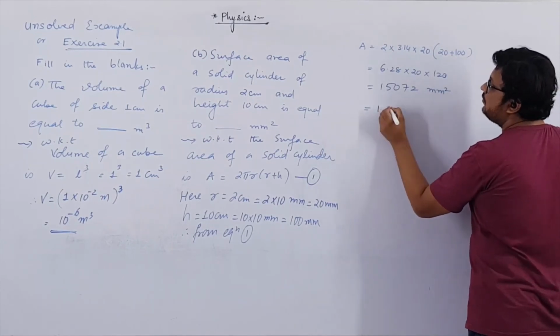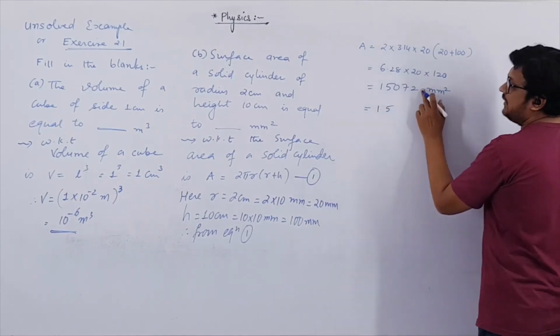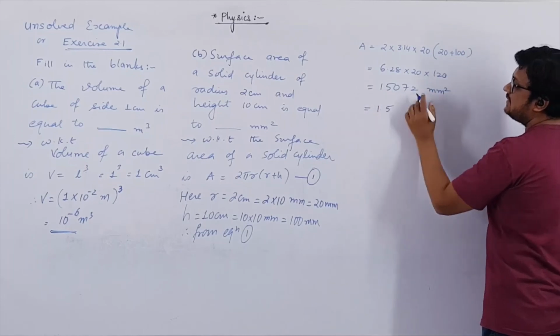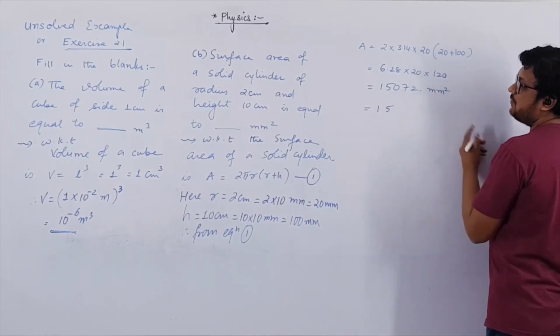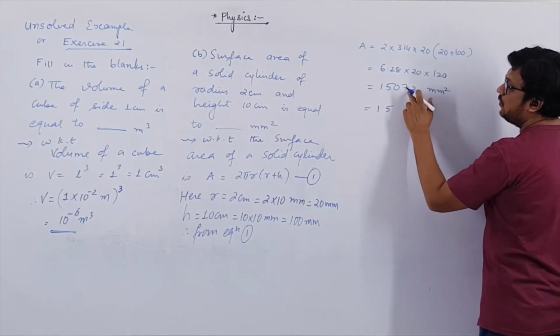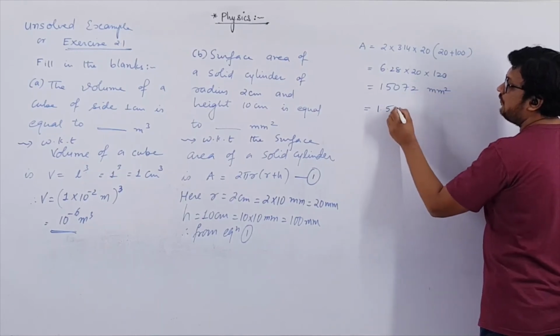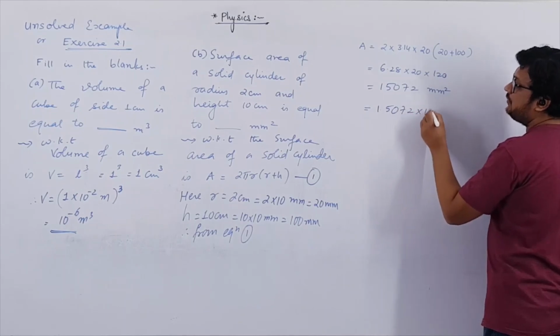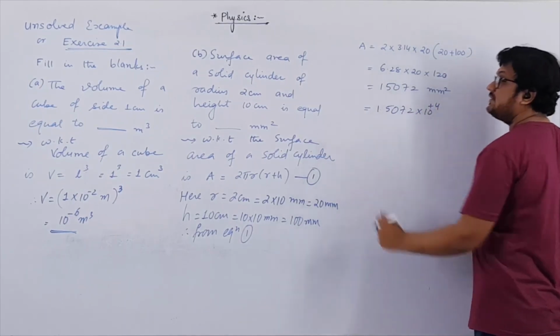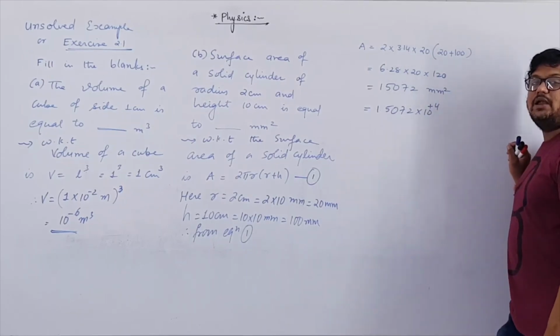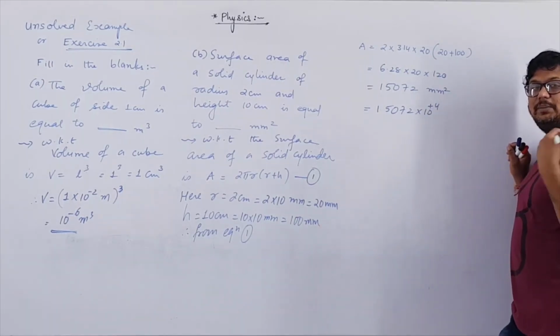Of course, you can stop here, but if the standard form is needed, you have to write this as 1.5072. You are moving this decimal point 1, 2, 3, 4 places. So you can say that 1.5072 into 10 to the power plus 4. If you are moving on the left hand side, power will be positive, and if you are moving on the right hand side, power will be negative.